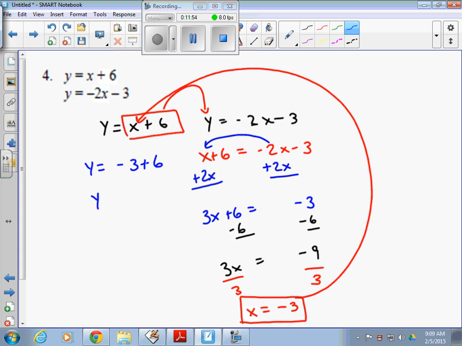Think of where you are on the number line. You begin on the left, you move 6 times to the right. You're going to pass 0 up, and you're going to stop on positive 3. Y equals 3. X comma y, negative 3, 3.